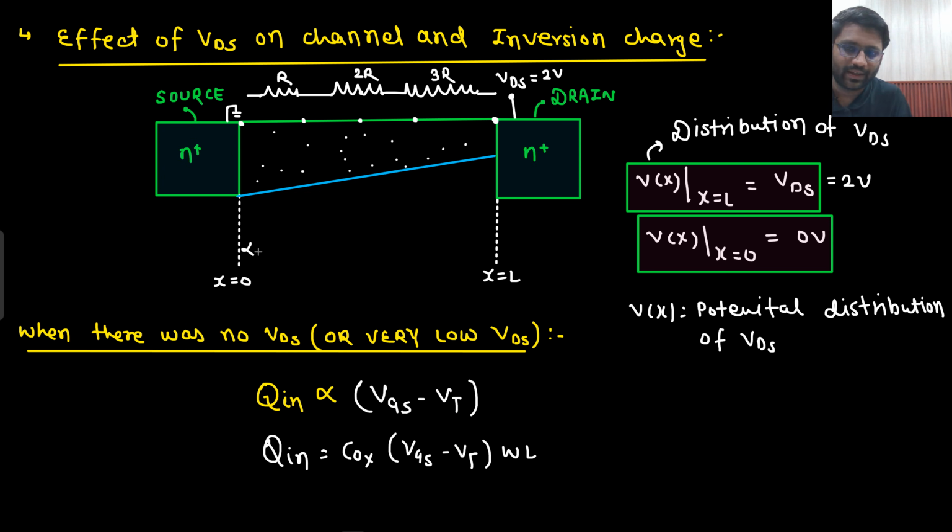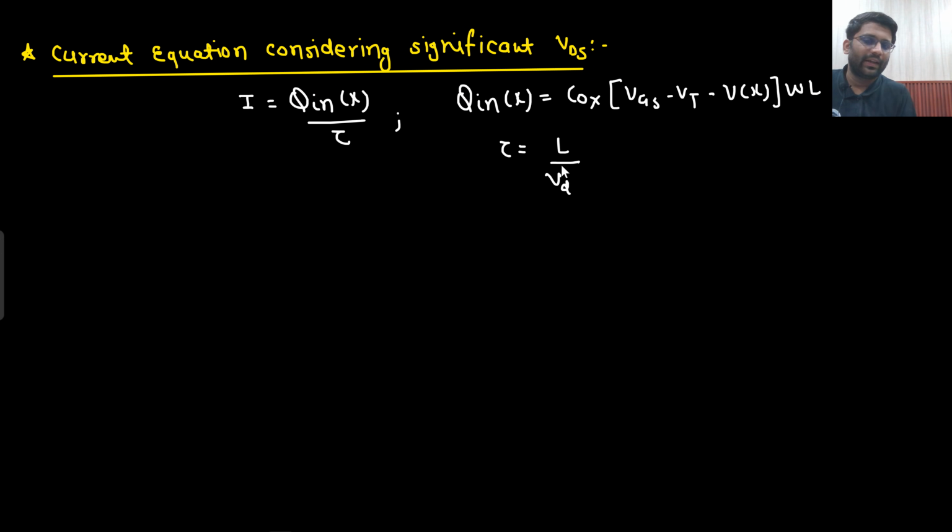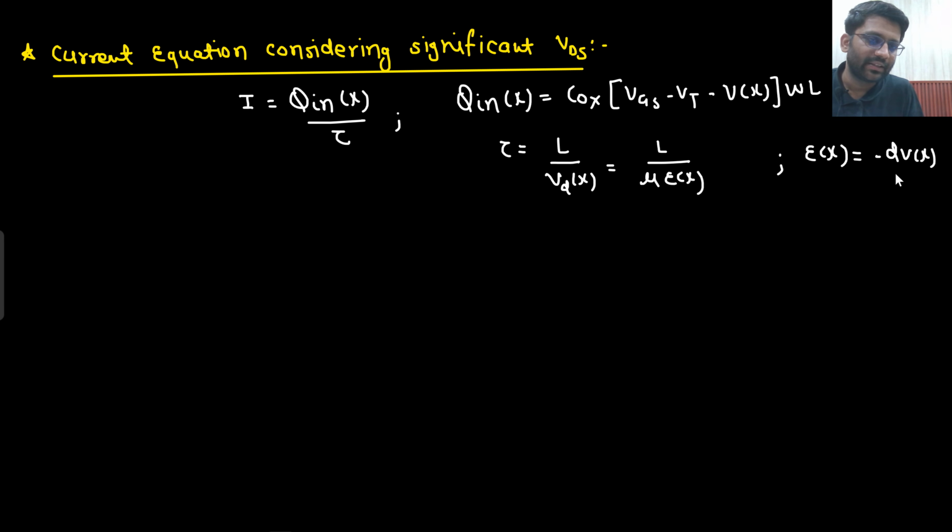It will be traveling the complete channel length, which is L. So the electron needs to travel the distance of L only. So L is the same, but what about Vd? Here I am putting Vd(x). Why am I putting Vd(x)? Because the electric field will be a function of x. Why will the electric field be a function of x? Because you know that your electric field is simply minus dV(x)/dx.